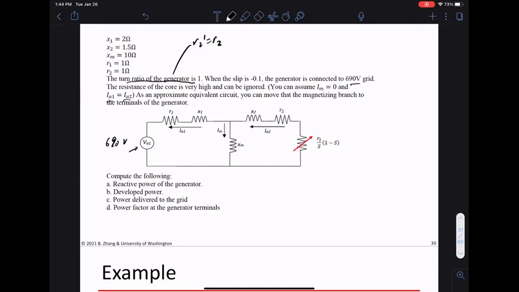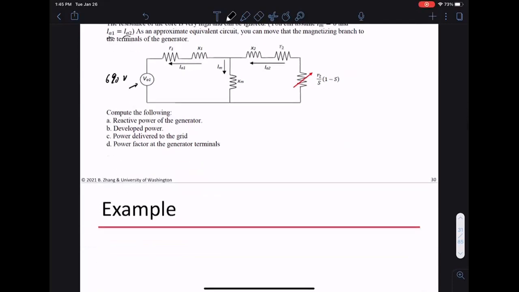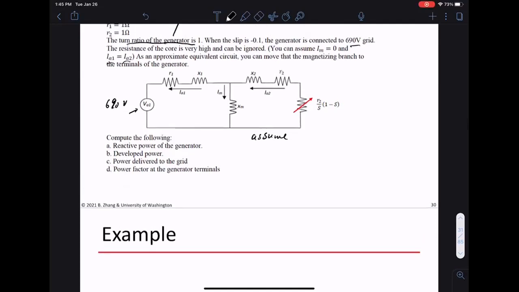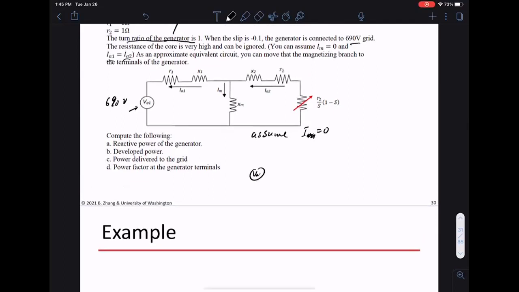Okay, so let's look at our circuit. This is our circuit. Now let's do some calculations. As an approximation, we're going to assume Im is 0. The question says assume Im is 0. This is an assumption we often make in practice to make calculation a bit easier. So our circuit is VA1.